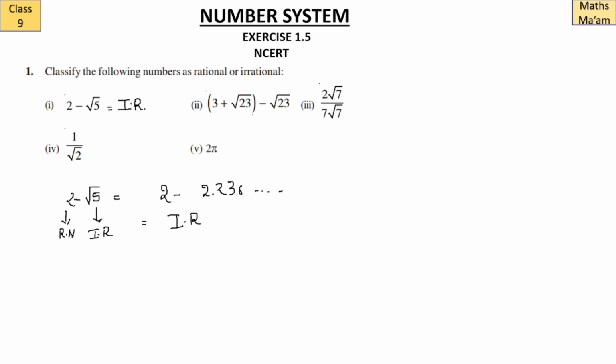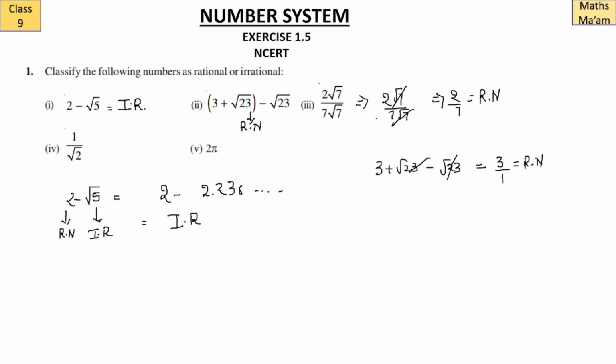Next is (3 plus root 23) minus root 23. When we open the bracket, 3 plus root 23 minus root 23, the root 23 gets cancelled and we have 3 as an answer, 3 by 1, which is a rational number. Next is 2 by root 7 times 7 by root 7. We can cancel root 7 with root 7, and 2 by 7 is a rational number in the form of p by q. So this answer is a rational number.